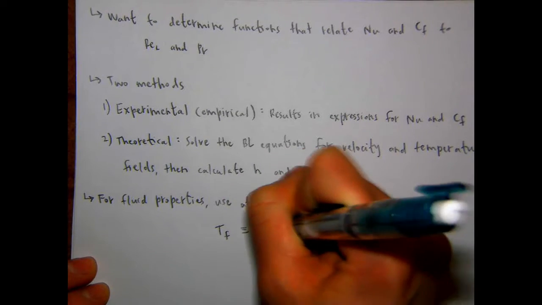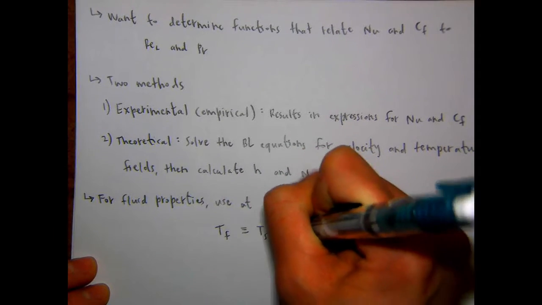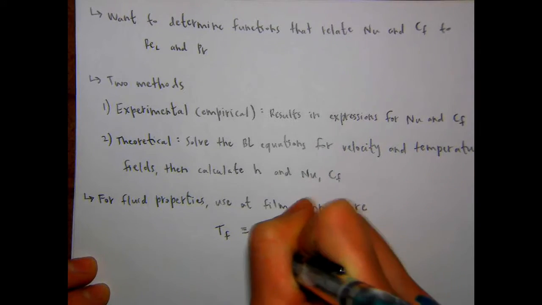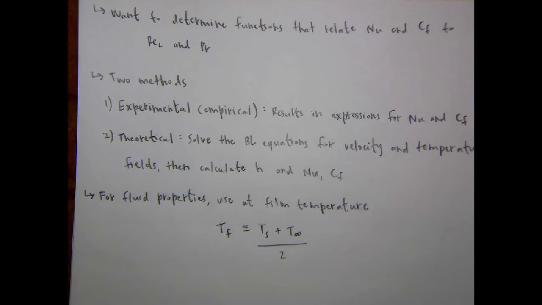Which is defined as the surface temperature, the solid surface temperature, plus the ambient temperature divided by 2. So just the average of the surface and ambient temperatures. What we're talking about, remember, is the fluid in the boundary layer. And that fluid is going to have some temperature in between the surface and the fluid temperatures that is unspecified. That's what we're calculating. We're trying to find the temperature distribution. Since we don't know it, the easiest method to do this with pretty good accuracy is just to use the average temperature of the surface and the fluid and assume that's good enough.